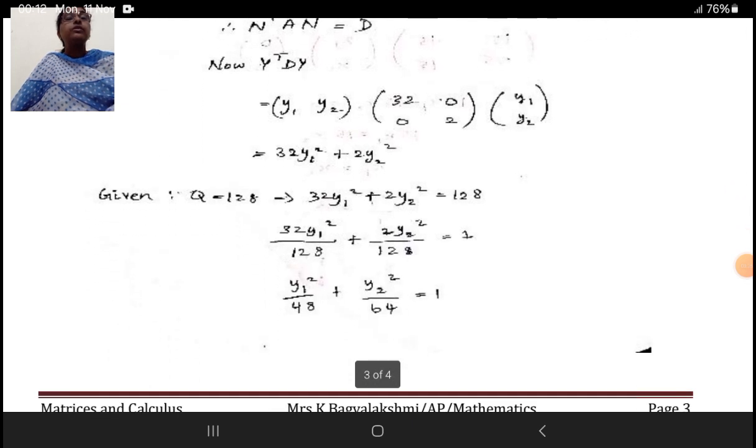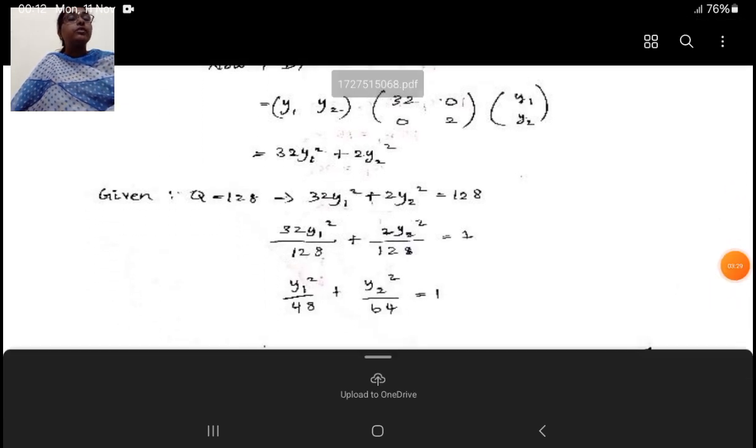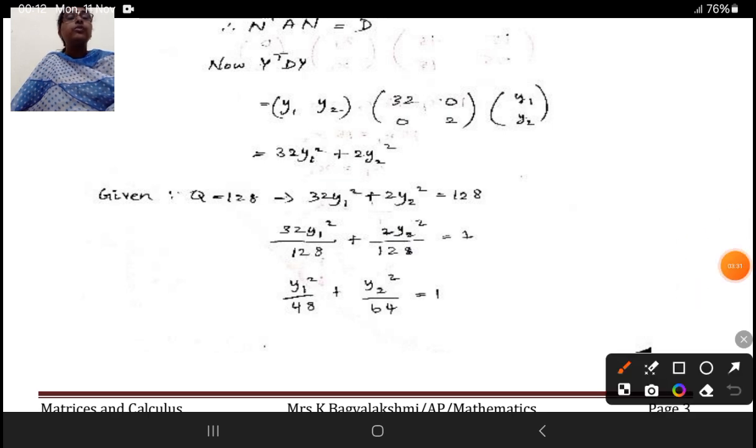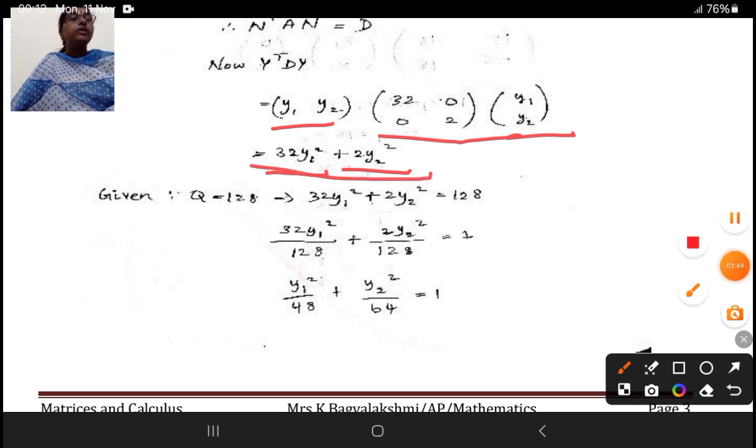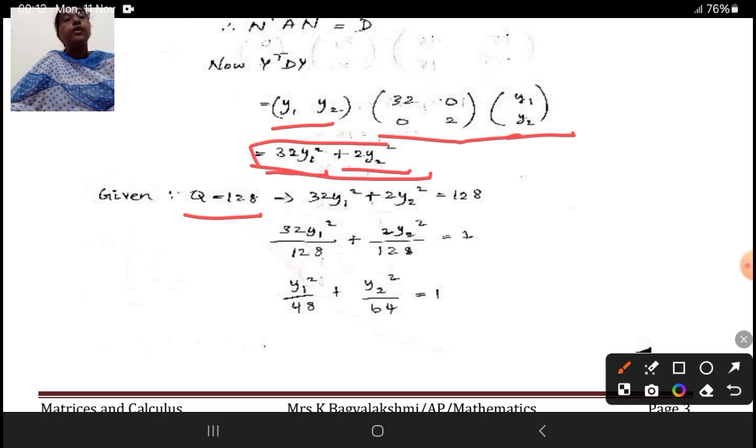So here we check it. The diagonalized form is the row matrix y1 y2, then the D matrix, and then the Y matrix. Multiplying these three together we get 32 y1 square plus 2 y2 square, and at last the canonical form is derived. After this you can calculate the conic section for this sum. In the given sum, the value of the quadratic form is 128. So at last the quadratic form is 32 y1 square plus 2 y2 square.